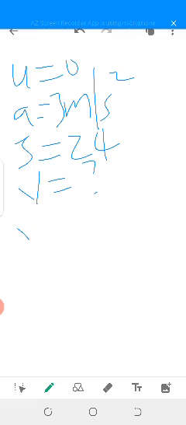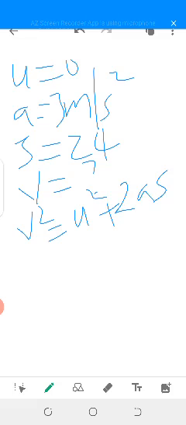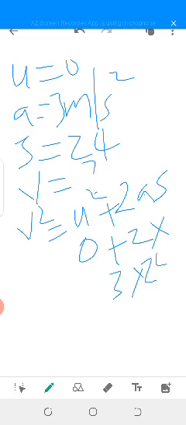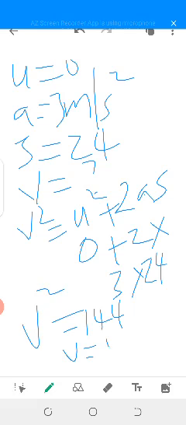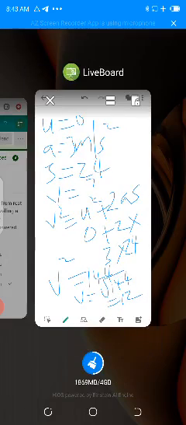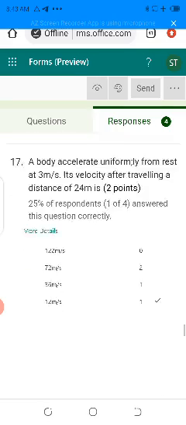Using the formula V squared equals U squared plus 2AS, we get this because U is already 0, plus 2 times, what is our A? 3. Our S, 24. You get this to be 144, and this is V squared, and V will be the square root of 144, which is 12. That's how we got this to be 12 meters per second.